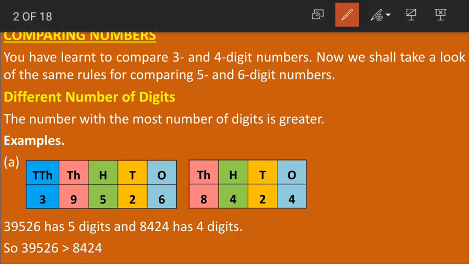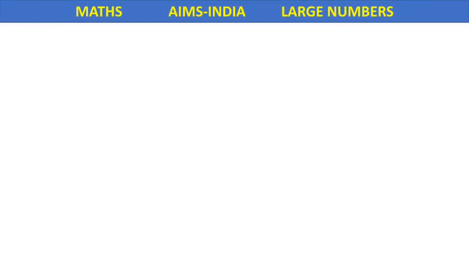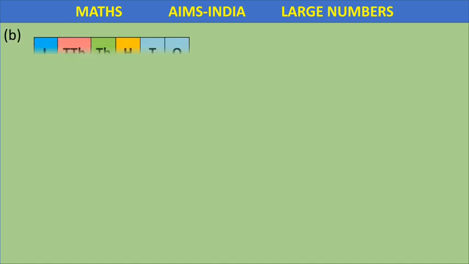39,526 and 8,424. This is the bigger number, so open the mouth towards the bigger number. Okay, and children, understood? When we have different number of digits, the number with the most number of digits is greater. Moving on, what will you do?